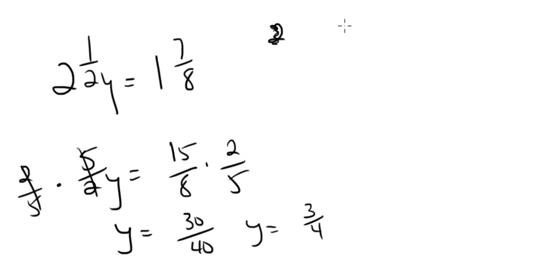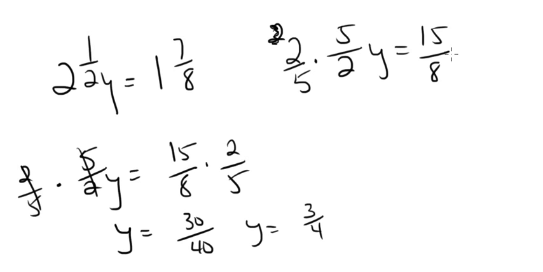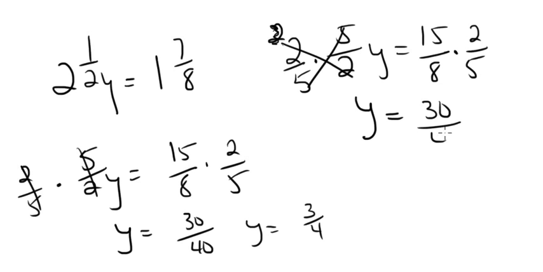Guys, let me talk to him. We have 5 halves y equals 15/8. You know how we got that, right? We have to get y by itself. How do we do that when we have a fraction? You multiply by the reciprocal. The reciprocal is the opposite. The opposite of 5 halves is 2/5. So I'm going to multiply this side by 2/5. I have to do the same thing to both sides, Isaac, right? So these cancel out. I'm left with y, and I just multiply. 15 times 2 is 30. 8 times 5 is 40. And then I reduce that down, and y equals 3/4.